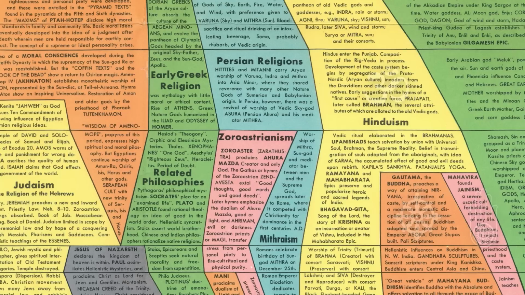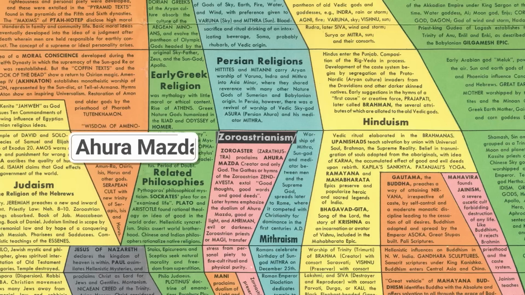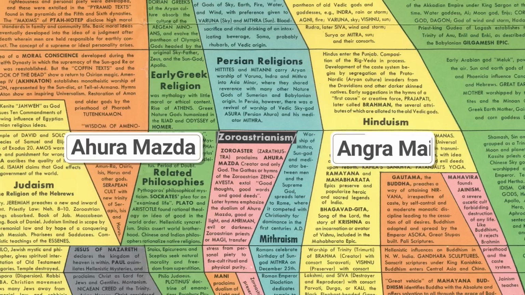However, it's important to note that Indo-European religion also spread to Iran, where it eventually evolved into the mostly monotheistic Zoroastrianism. I say mostly monotheistic because while it has just one supreme being called Ahura Mazda, it also has an opposing evil being called Angra Mainyu.